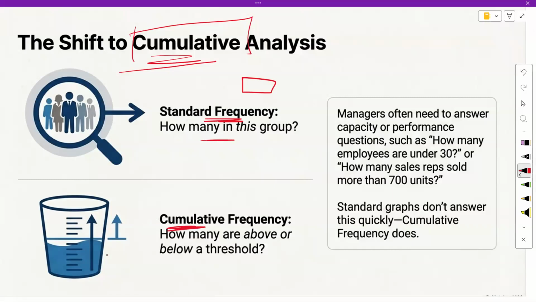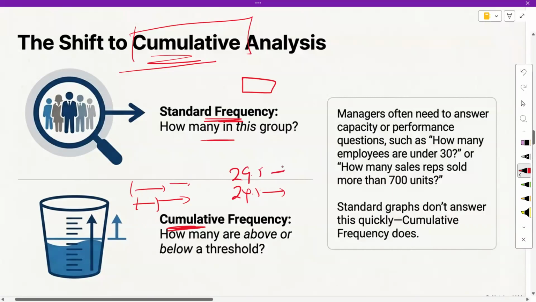Up to class 1, how many employees? Up to class 2, how many? For example, below 24.5 years, how many employees? Below 29.5, how many employees? So it covers this as well. Cumulative frequency: how many are above or below the threshold? Up to this point, or up to this point. So it collects everything.